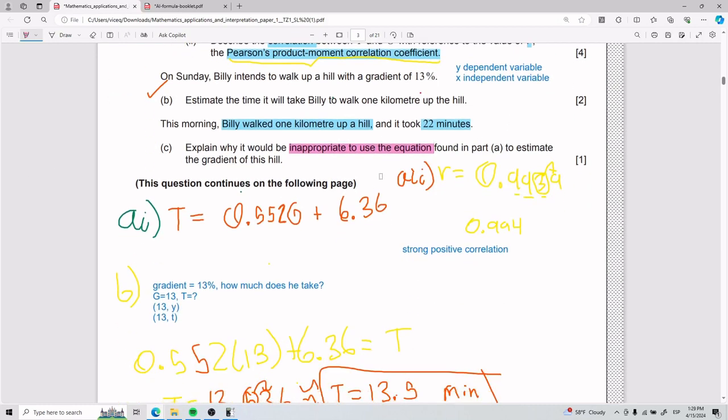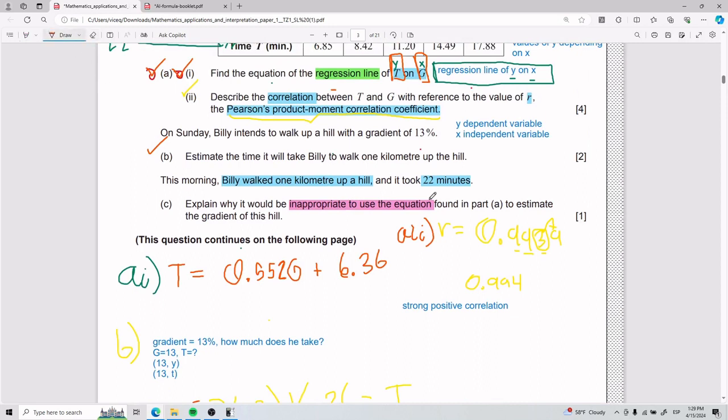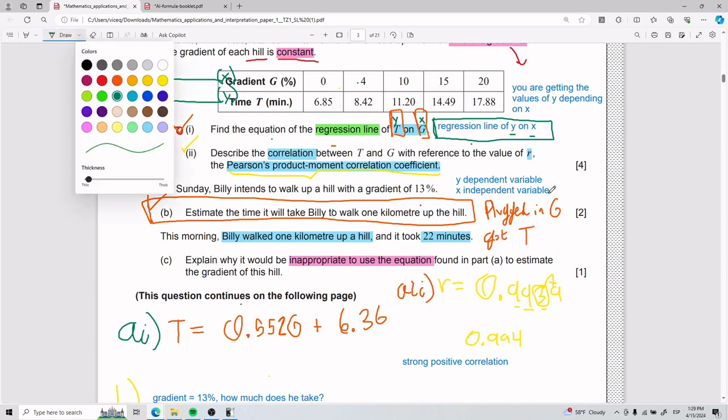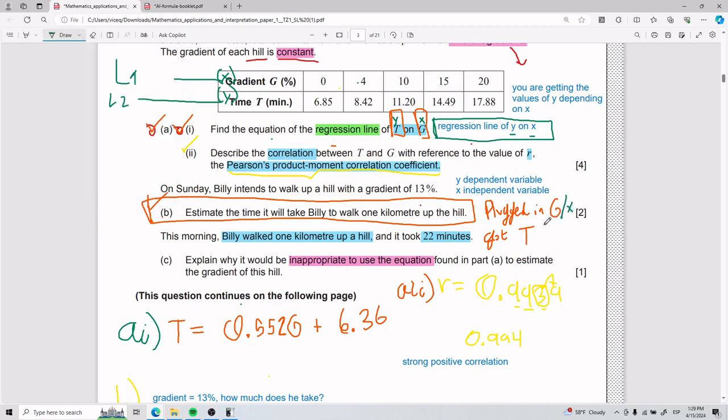So, what would be inappropriate about a linear regression? That's really what it's asking. What is inappropriate about using a linear regression? So notice how for part B we plugged in, this is very important, 13% as gradient. So we plugged in G and got T, which is the same thing as if I told you that you plug in an X and you get a Y, which makes perfect sense, correct?